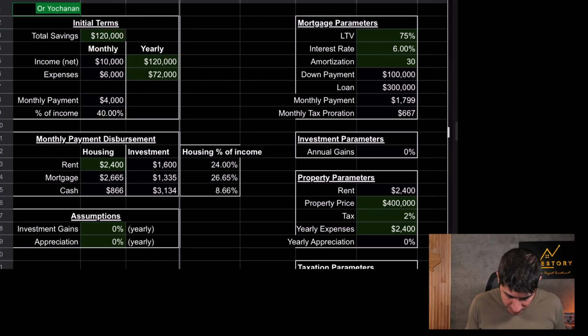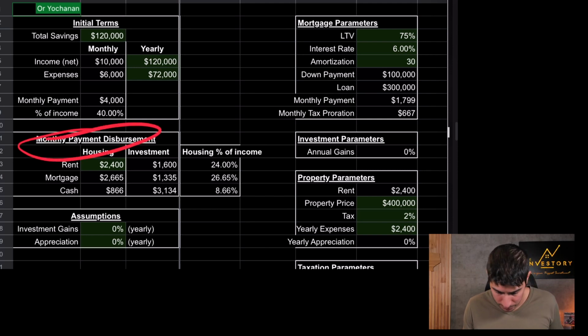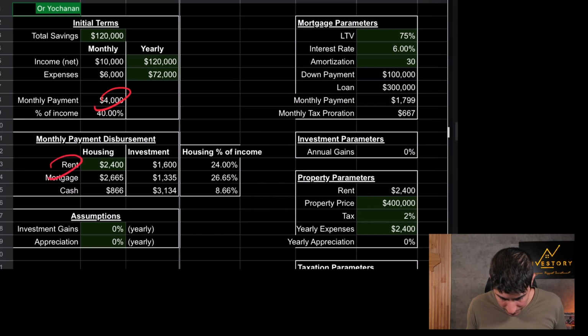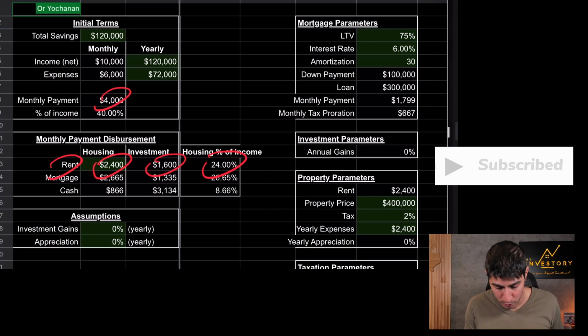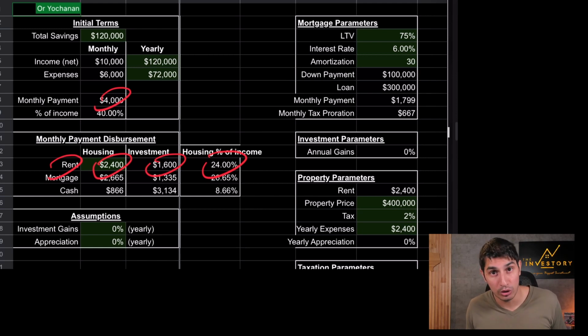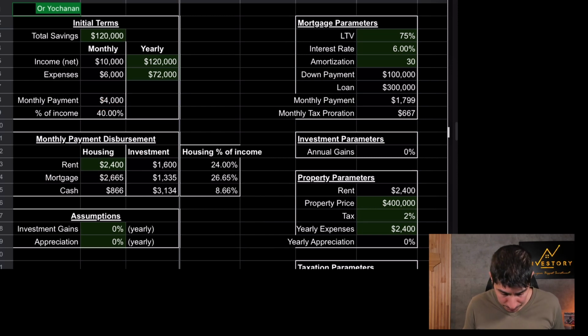I'm looking at this thing and I see the monthly payment disbursement. So let's say that I take this 4 grand and I want to rent the place. And let's say that the rent costs $2,400. It means I have $1,600 left for investments. And it means that my housing percent of income is 24% because $2,400 out of the total of 10 grand. You don't want to be more than a third in this ratio here. You always want to allocate less than a third of your income towards housing solutions if possible.